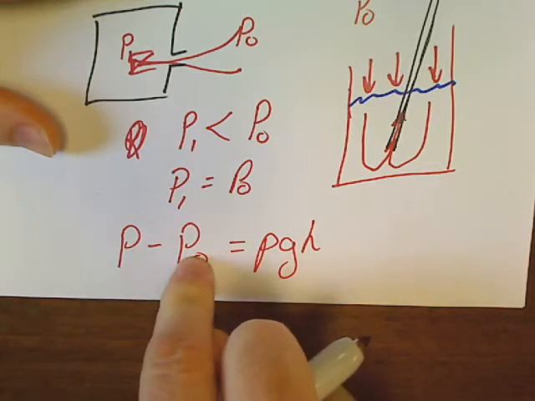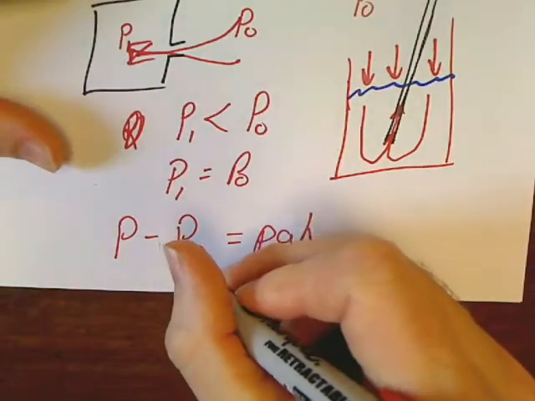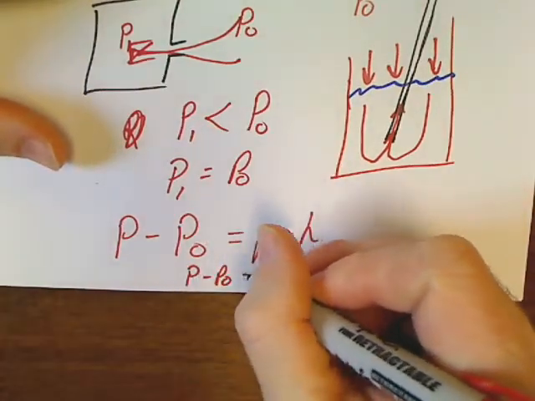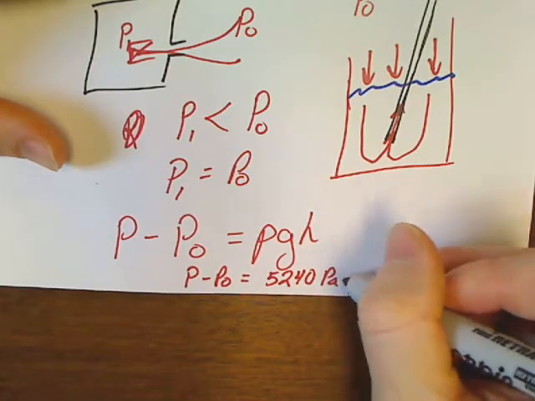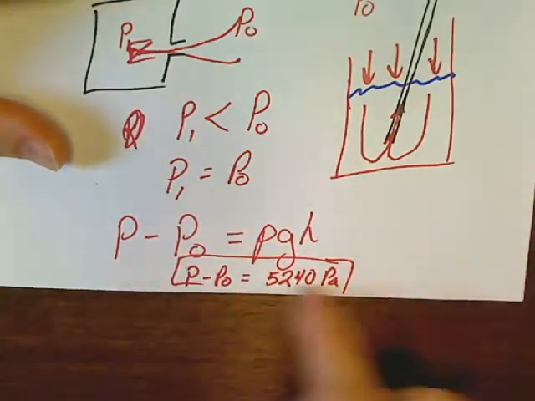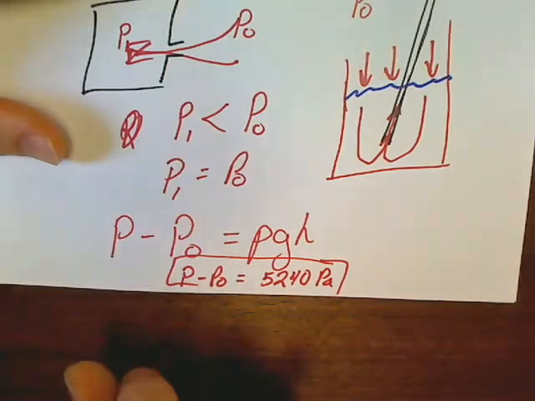You're not solving for PO. Your answer would literally be like P minus PO equals 5,240 Pa, something like that. That would be your answer if you were solving for a gauge pressure. So anyway, we kind of get that across.